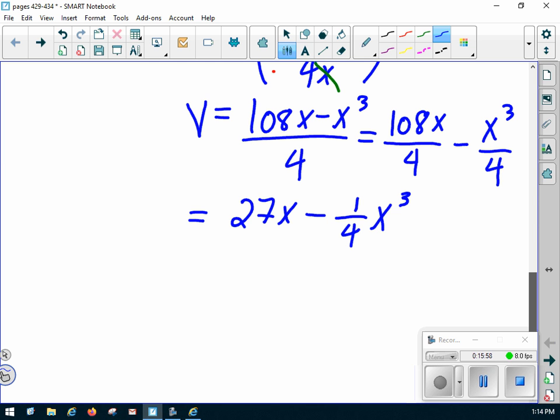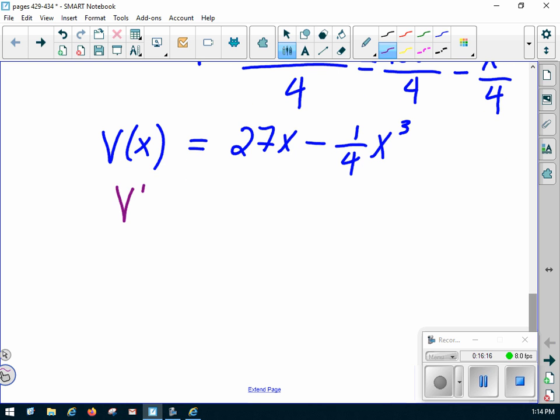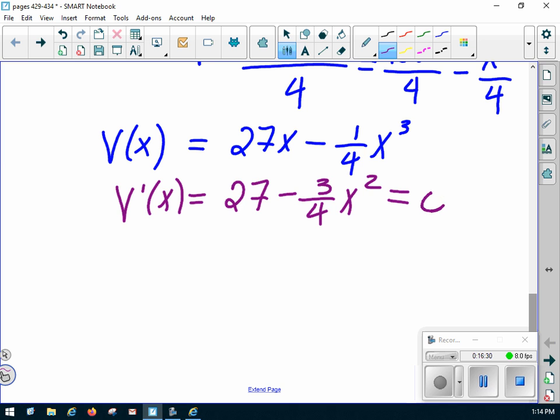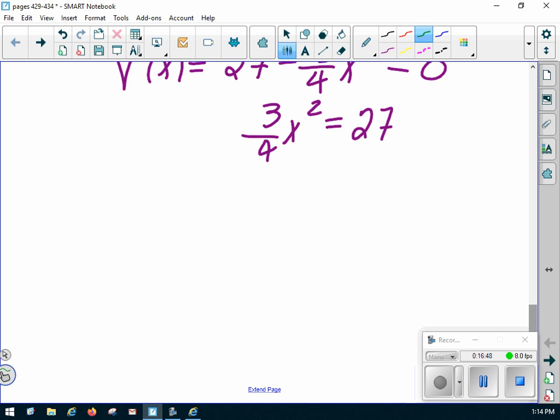By golly, I can take the derivative of that. That's easy. Now listen, I'm going to write this as V of x over here. So now we're going to take the derivative. V prime of x is 27 minus 3/4 x squared. Find your critical numbers. If I add 3/4 x squared to both sides and multiply by 4/3, x squared equals 36. Good. 3 goes into 27 9 times, and 9 times 4 is 36.